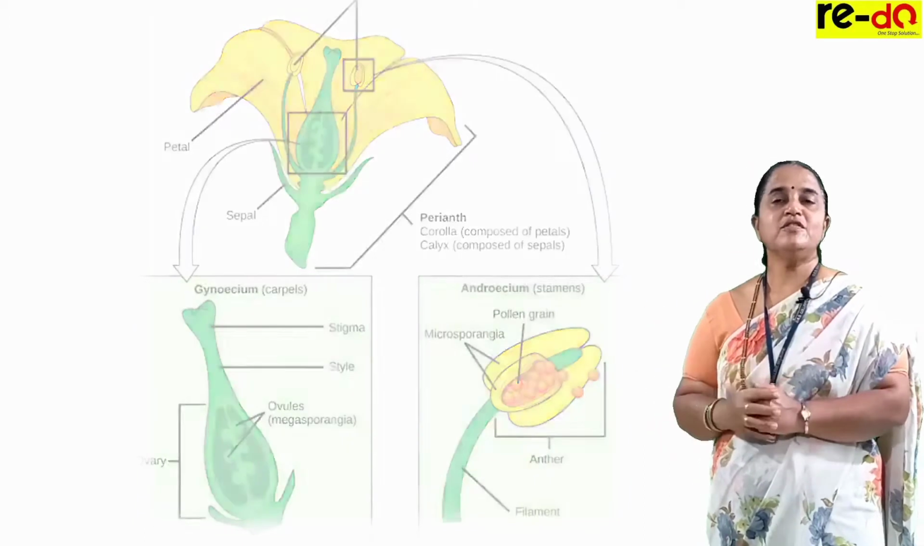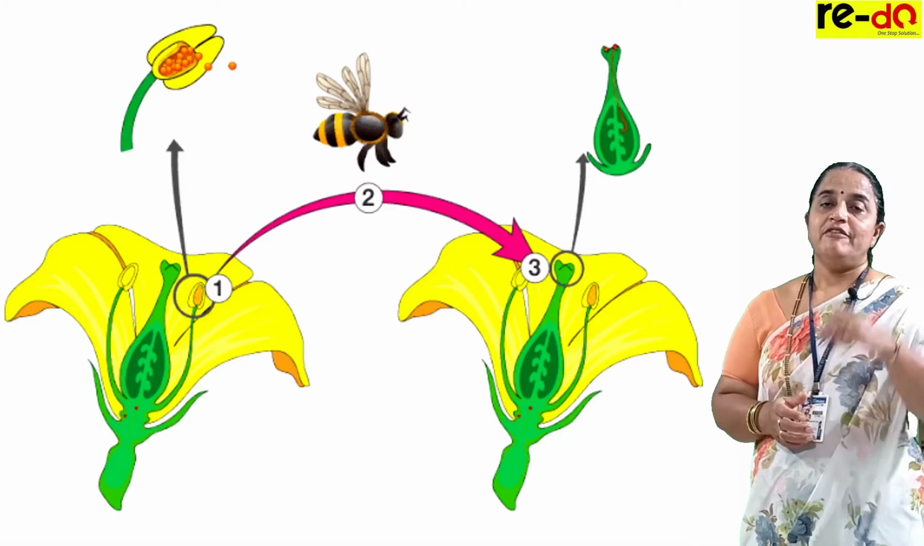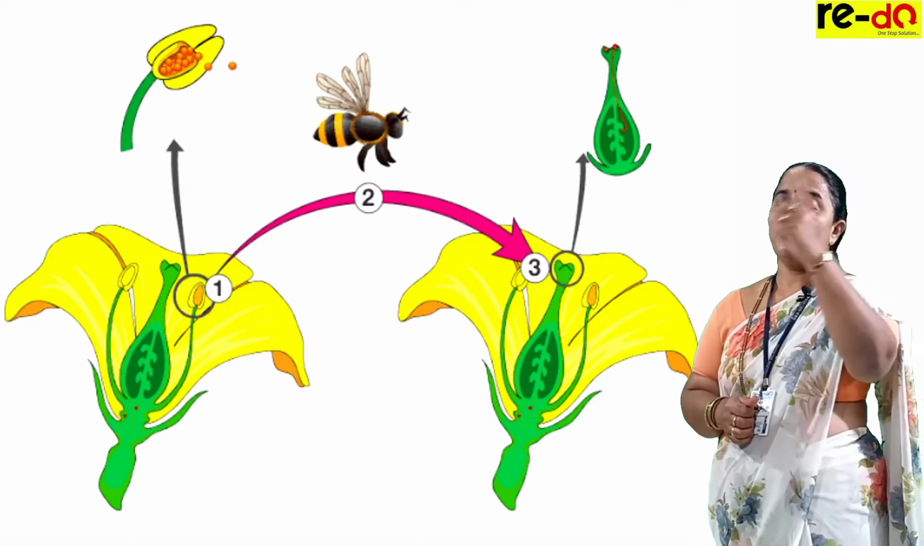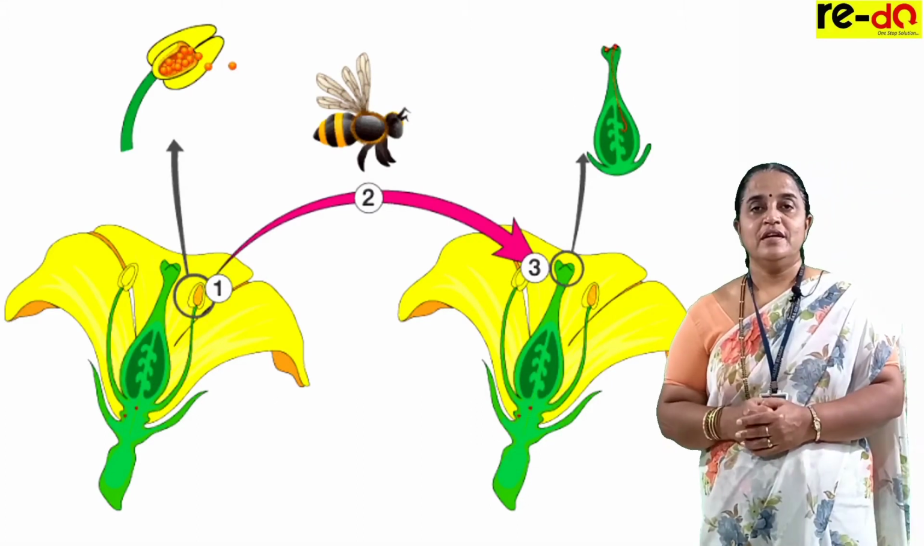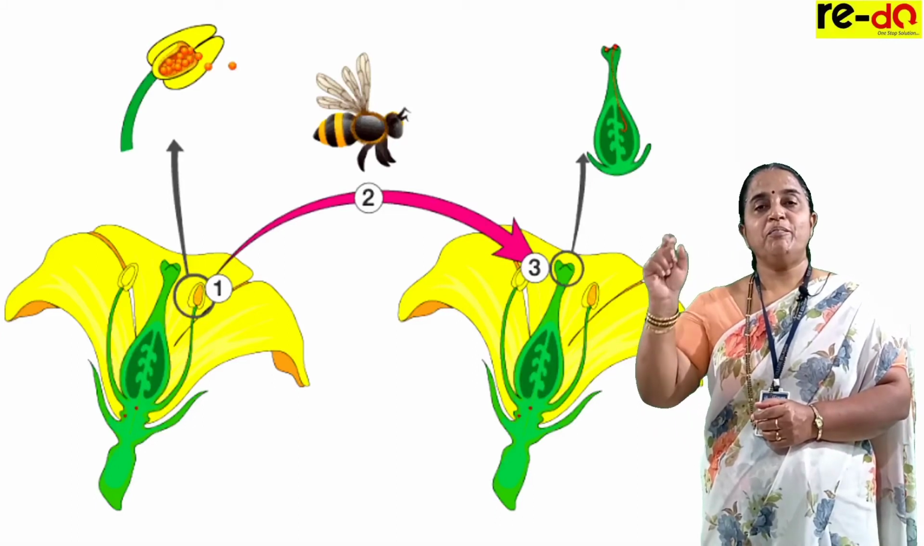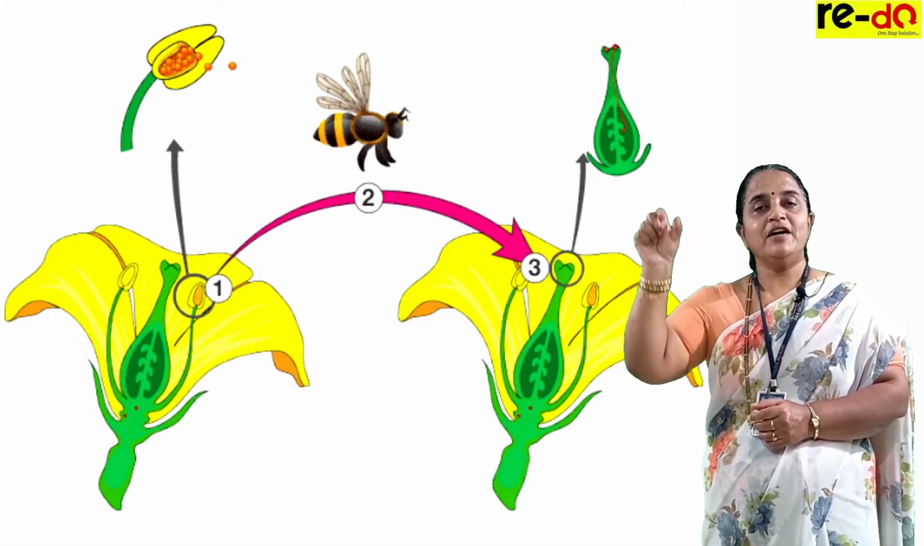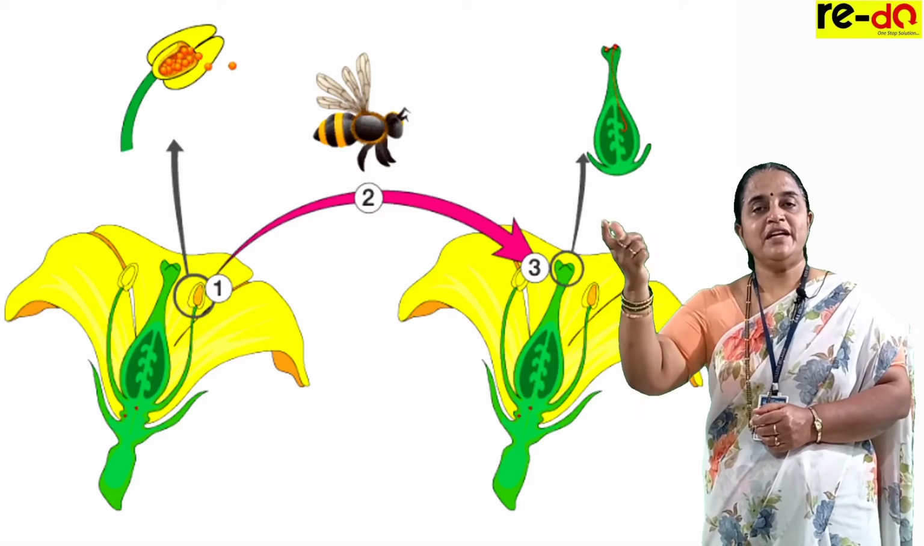There is a process called pollination, where the microspores are brought towards the megaspores. And when a microspore is deposited on the stigma of a carpel, it starts germinating.